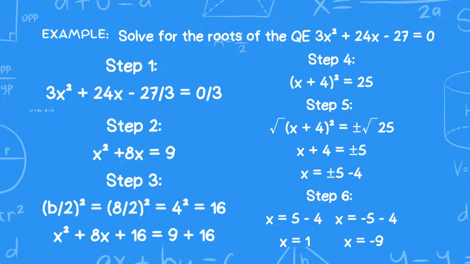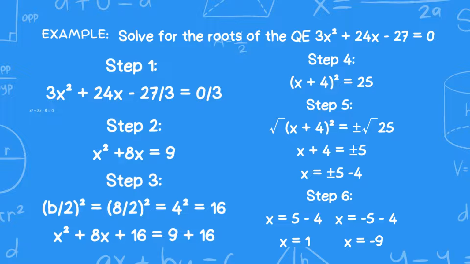Also, in step 3, we have to add the square of half of the coefficient of x on both sides of the equation, making it x squared plus 8x plus 16 equals 9 plus 16. So the resulting equation is x squared plus 8x plus 16 equals 25. For step 4, we only have to write it as a square of a binomial. The square root of x squared is x, while the square root of 16 is 4. So the square of the binomial is x plus 4 squared equals 25, or x plus 4 times x plus 4 equals 25.